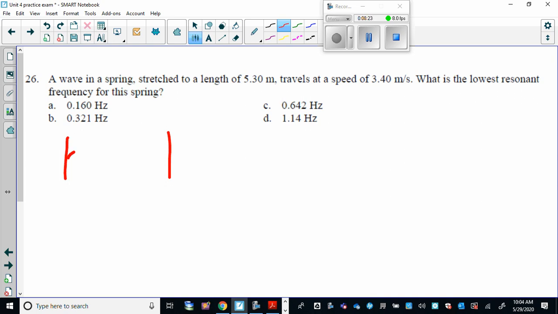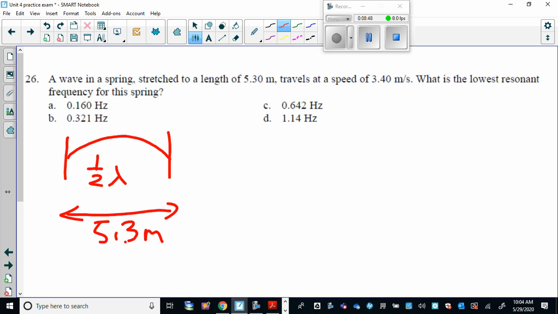And the answer is 1/2 of a wavelength will fit within that spring. And that's kind of important because the spring is stretched to a length of 5.3. So if 5.3 meters represents half a wavelength, then one full wavelength must be 10.6. So we got a full wavelength is 10.6.